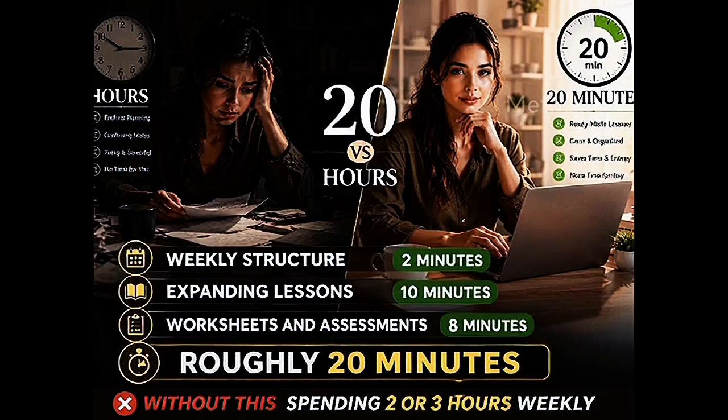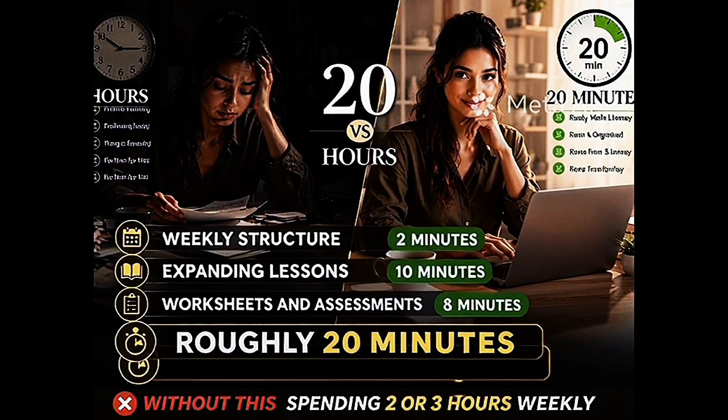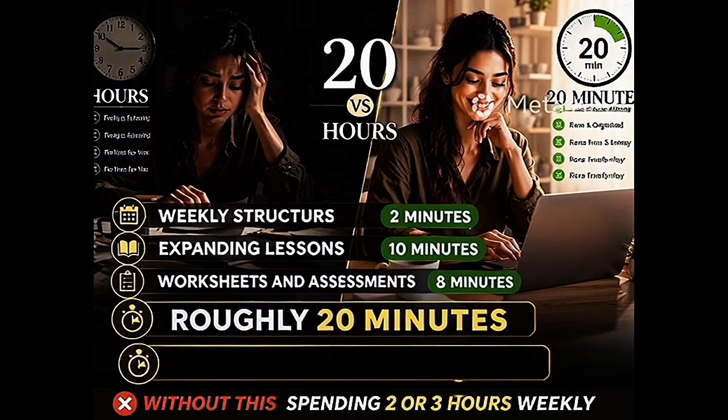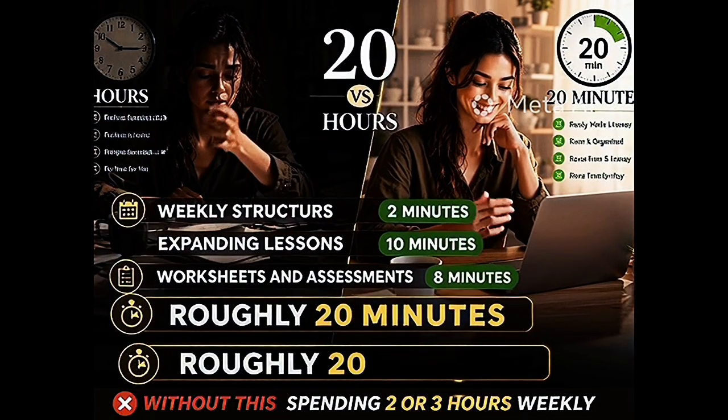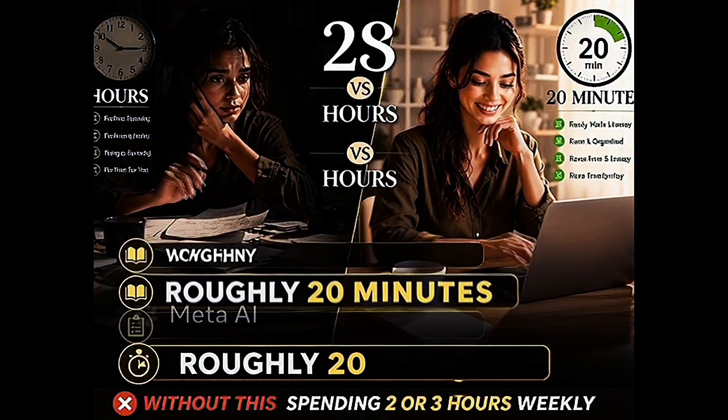Here's the reality. Creating a weekly structure takes about 2 minutes. Expanding lessons takes around 10 minutes. Worksheets and assessments take about 8 minutes. That's roughly 20 minutes total. Without this, you're spending 2 to 3 hours every week doing the same work manually.